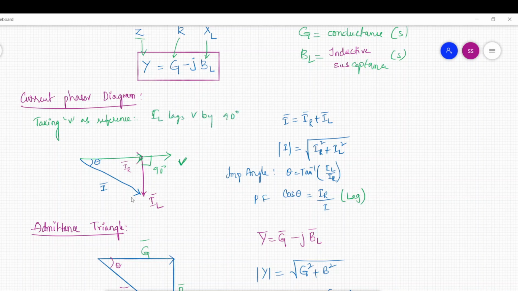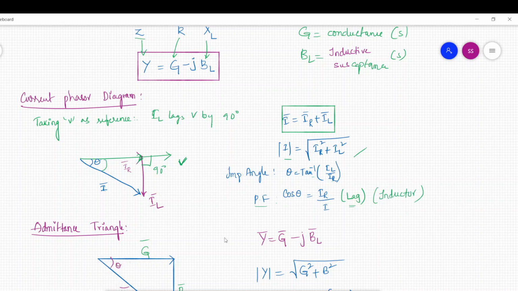Okay, so the sum of these two currents will be our supply current, that is I equal to IR plus IL bar. The magnitude will be under root IR square plus IL square. Impedance angle is the angle between voltage and net current, that is theta equal to tan inverse of IL by IR. The power factor is cos theta equal to IR by I, which is lagging because of the inductor. So whenever there is an inductor in the circuit, the power factor will be lagging.